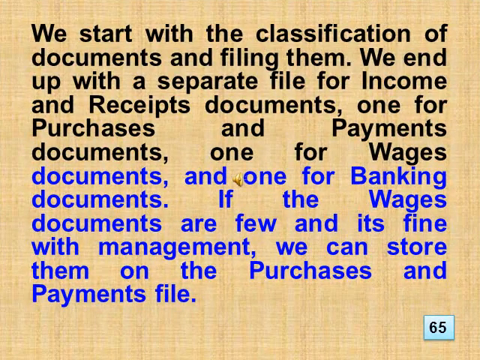We start with the classification of documents and filing them. We end up with a separate file for income and receipts documents, one for purchases and payments documents, one for wages documents, and one for banking documents. If the wages documents are few and it's fine with management, we can store them on the purchases and payments file.